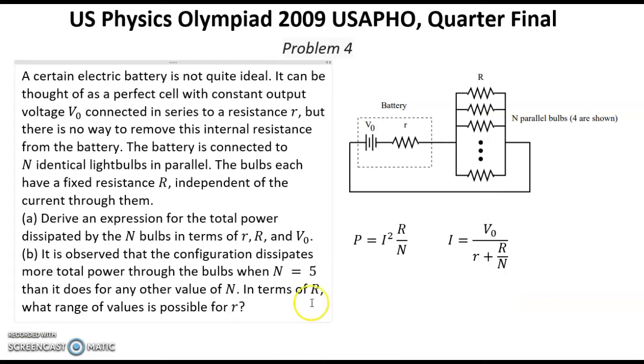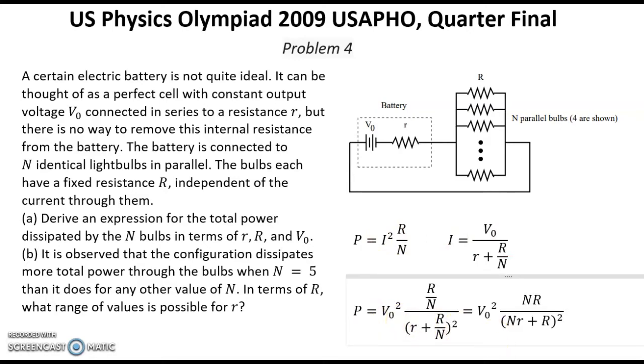And after that we can input this current here and find a solution for the first question. This is the result. Power equals V0 squared multiplied by N big R divided by (N small r plus big R) squared.